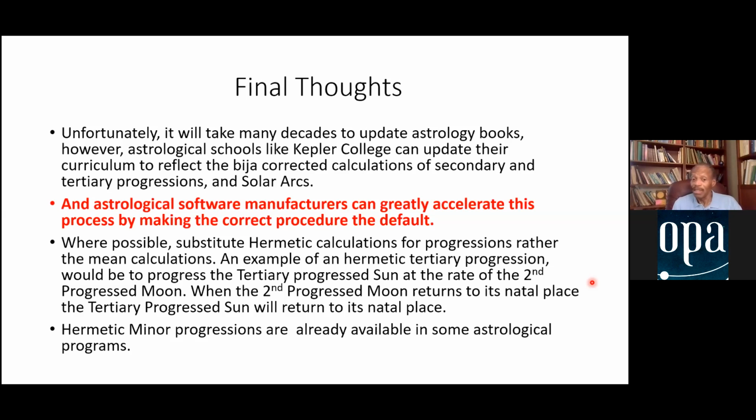An example of a hermetic tertiary progression would be the tertiary progress Sun at the rate of the secondary progress Moon. When the secondary progress Moon returns to its natal place, the tertiary progress Sun will return to its natal place. A similar technique is used with the hermetic minor progressions, where the minor progress Moon is progressed at the rate of the transiting natal Sun. At present, that algorithm for calculating tertiaries is not available in any astrological program.